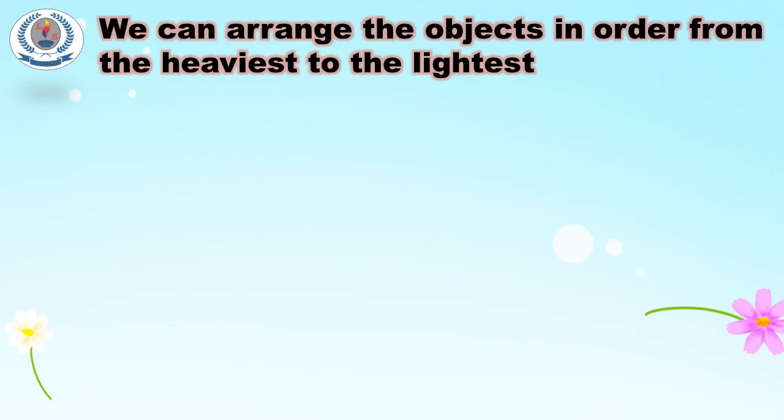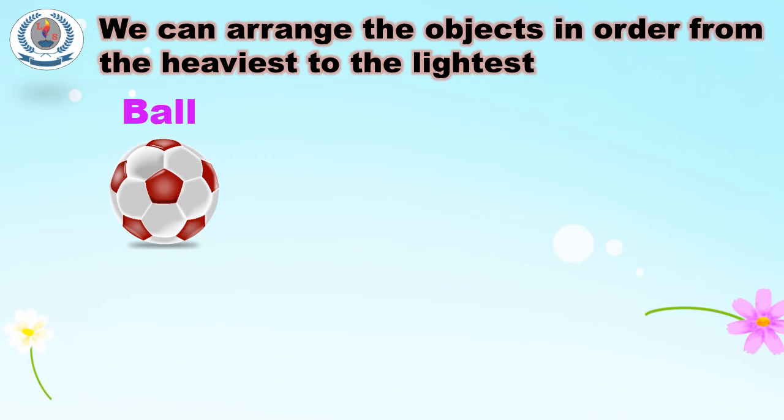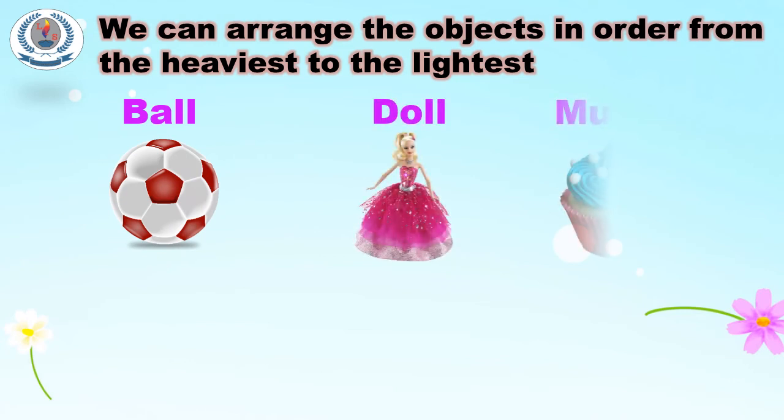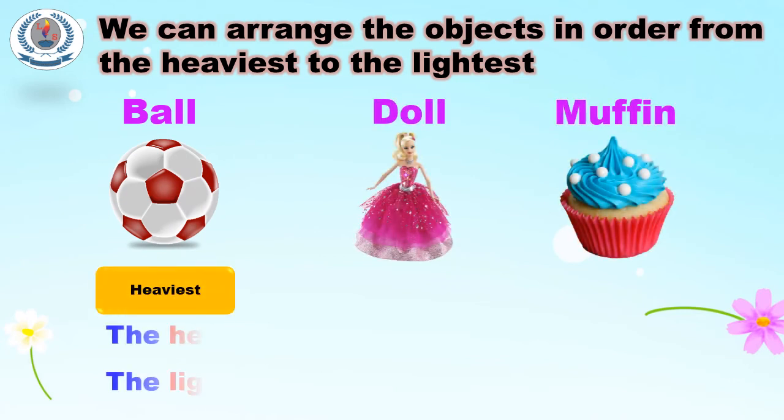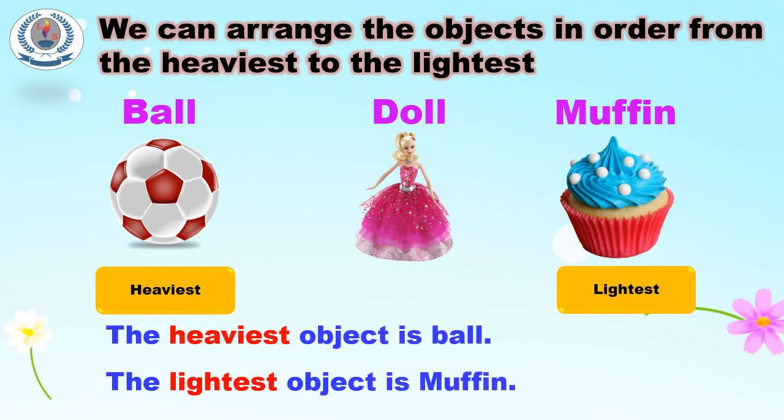Now we can arrange these objects in order from heaviest to the lightest. Ball, doll, muffin. The heaviest object is ball. The lightest object is muffin.